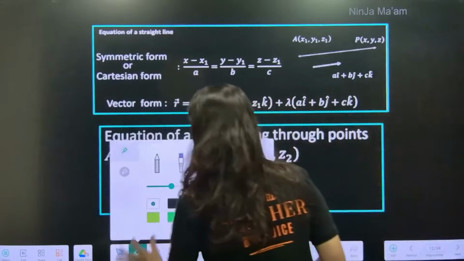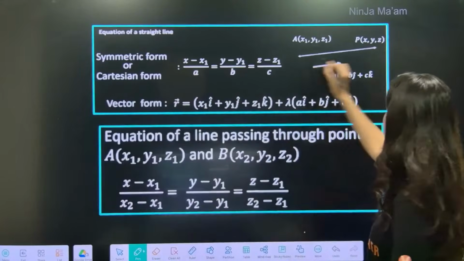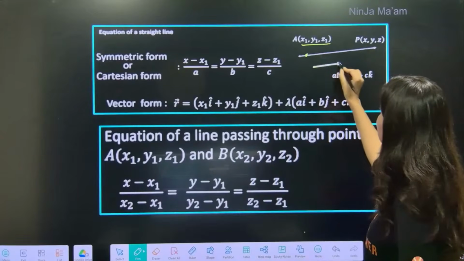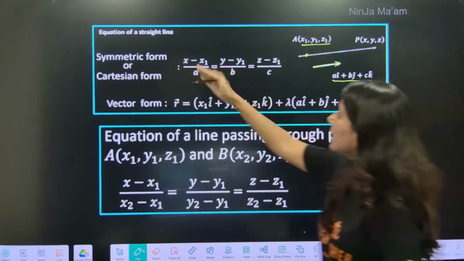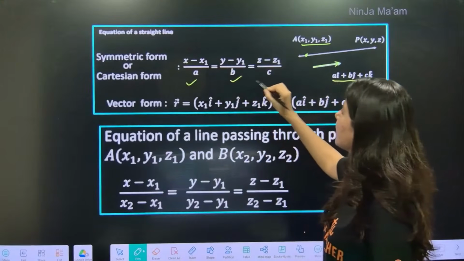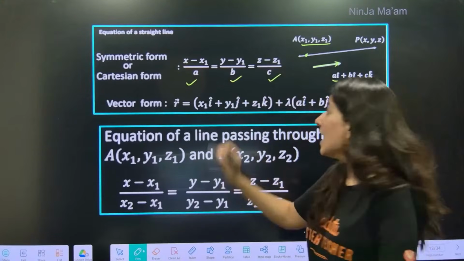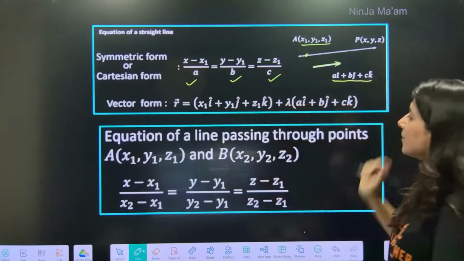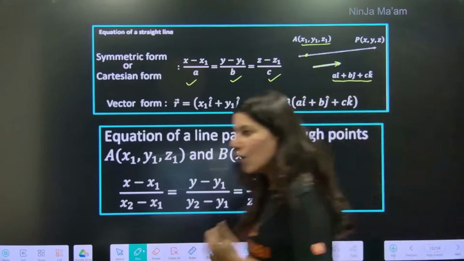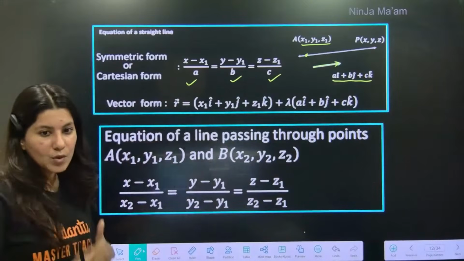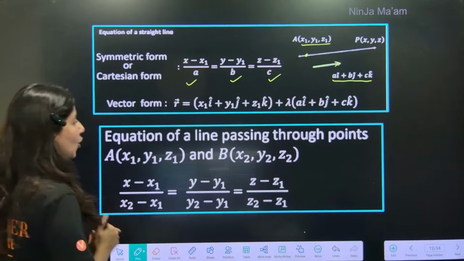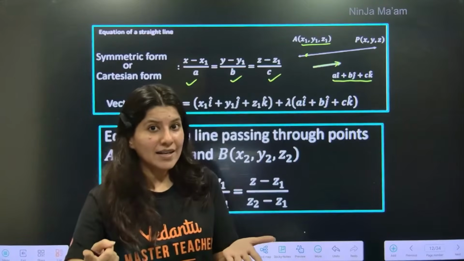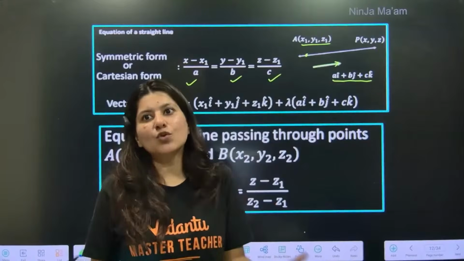So can you see that this is a line and this is x1, y1, z1, a known point, and this is the direction, this is DR. So x minus x1 by a, y minus y1 by b, z minus z1 by c, and the vector equivalent is this: r is equal to point plus lambda times direction. Now, one more thing: if at all, instead of giving 1 point and 1 direction, they are just giving you 2 points.